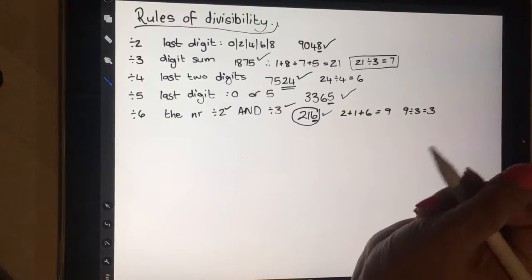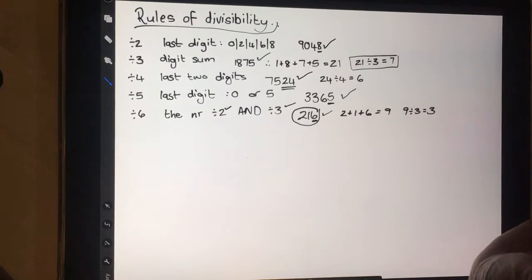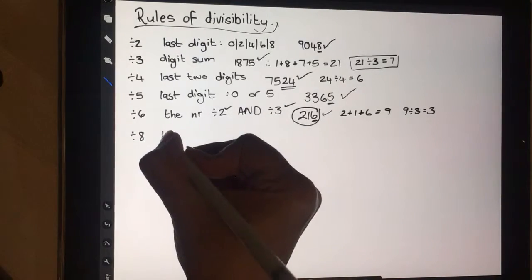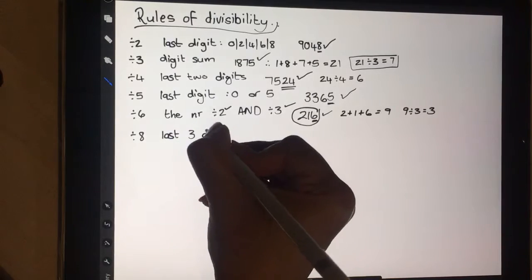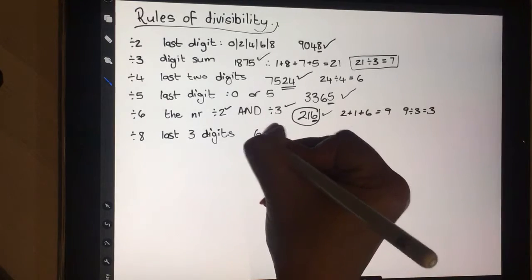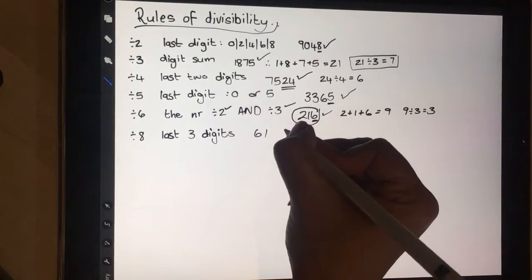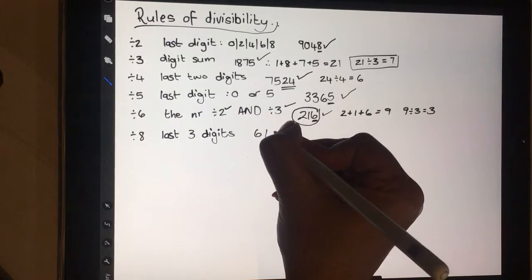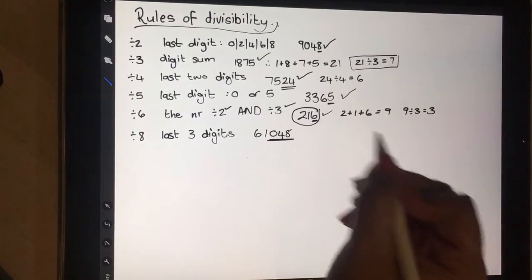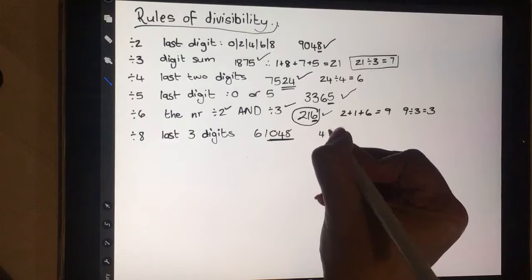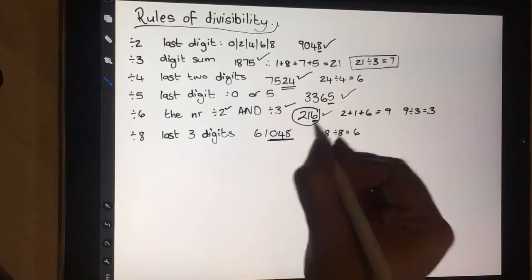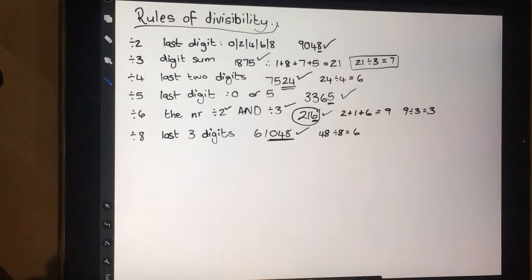For the divisibility of 7, there is no shortcut since 7 is also a prime number. Divisibility of 8, we're going to look at the last 3 digits. So if we have, for example, 61,048, we look at the last 3 digits, in this case 048. 48 can be divided by 8. That gives us 6. So this large number will be divisible by 8.